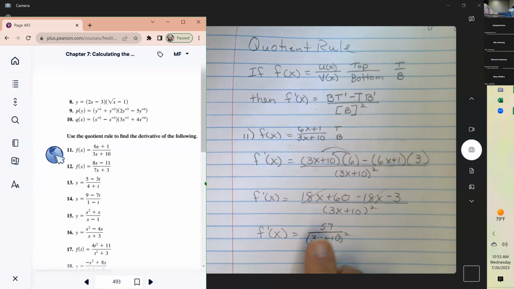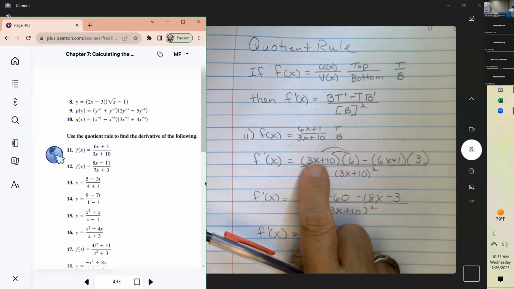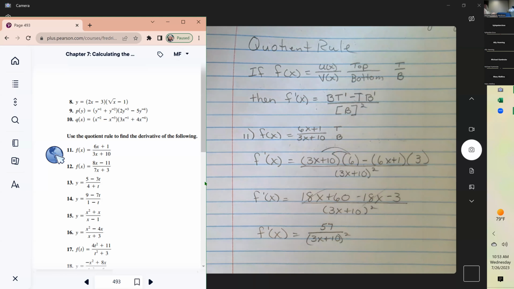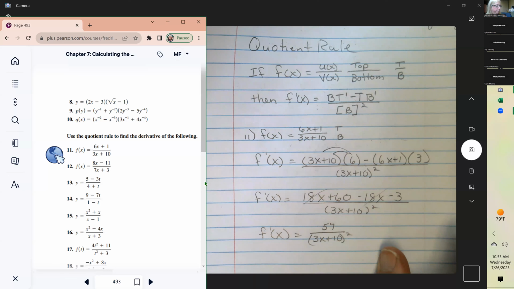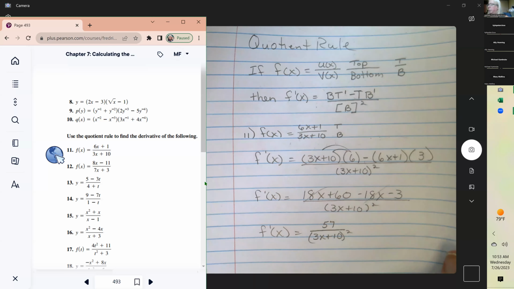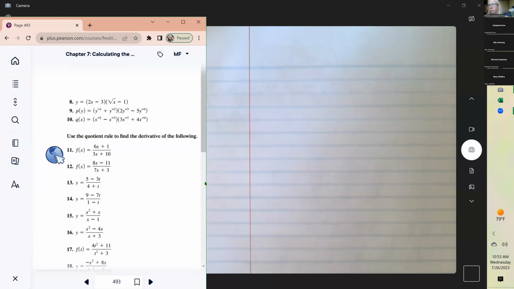This is a lot nicer to type in than to have to type this. And it usually simplifies pretty nice. Maybe not always to a number, but any questions? Let's try number 16.